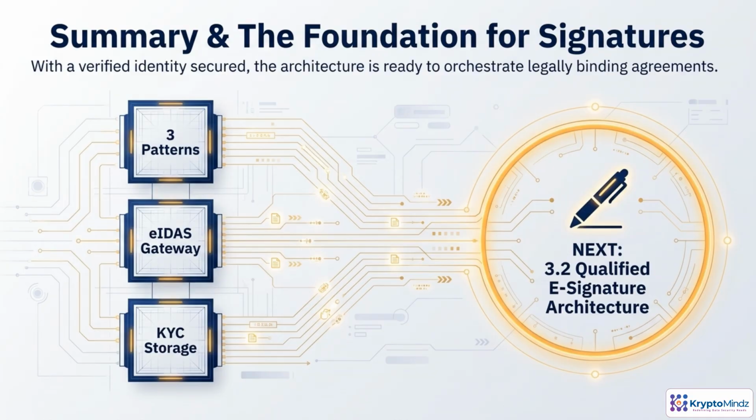You've now seen how remote identity proofing patterns, eIDAS gateways, and KYC storage work together. Solid attribute mapping and controlled data flows give banks compliant, auditable records while keeping flexibility in their channels and providers. In the next topic, we'll use this verified identity as the trust anchor for qualified electronic signatures and their associated evidence.